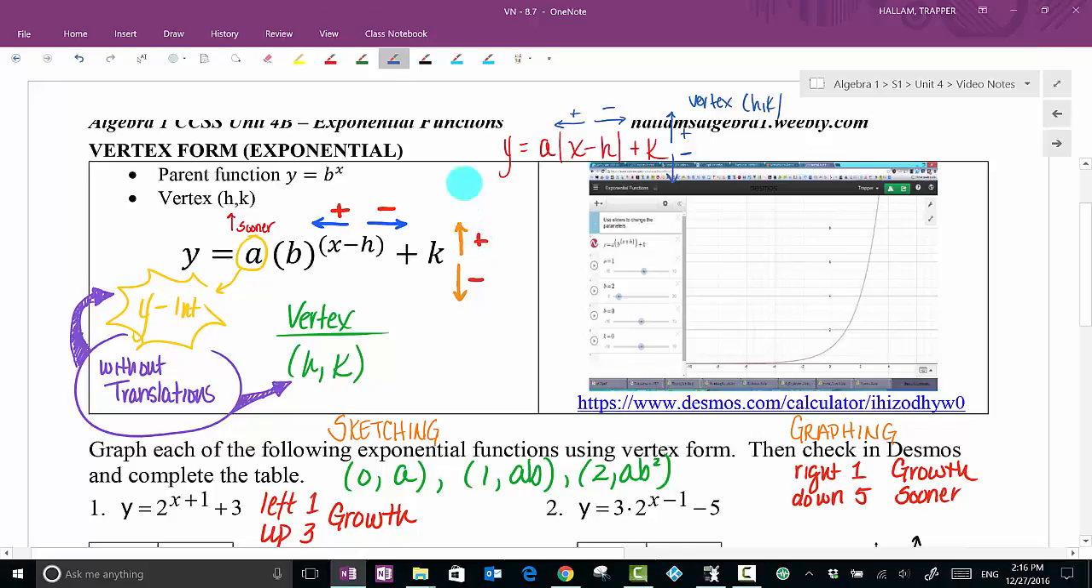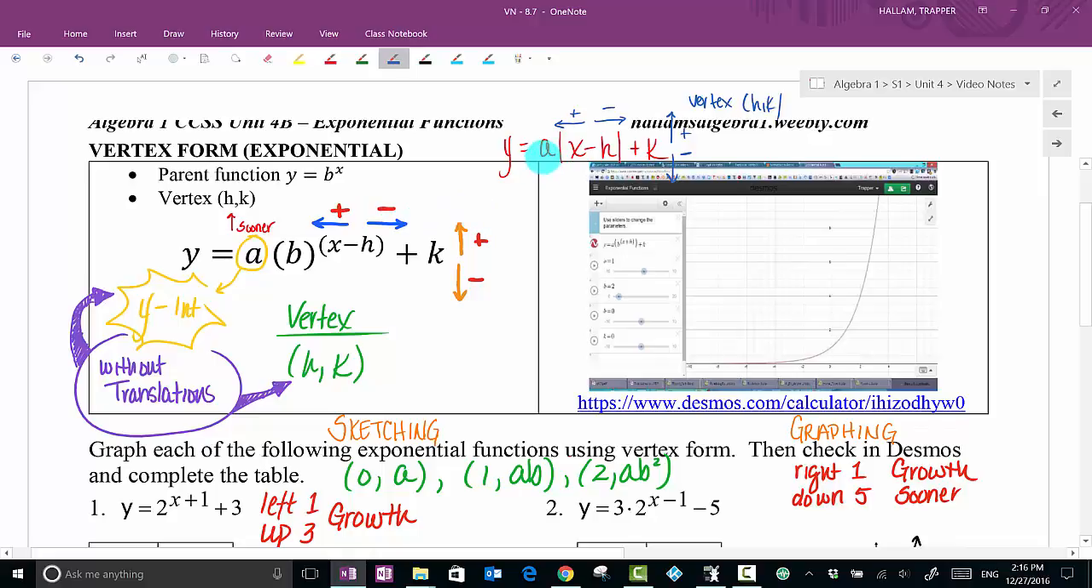Right, here's our k, moves us up like we expect with a positive value, down with a negative. Our h inside the absolute value here is referenced by being inside the exponent here. And it works the same way. If it's positive, it's going to shift this exponential function to the left. And if it's negative, it's going to shift it to the right.